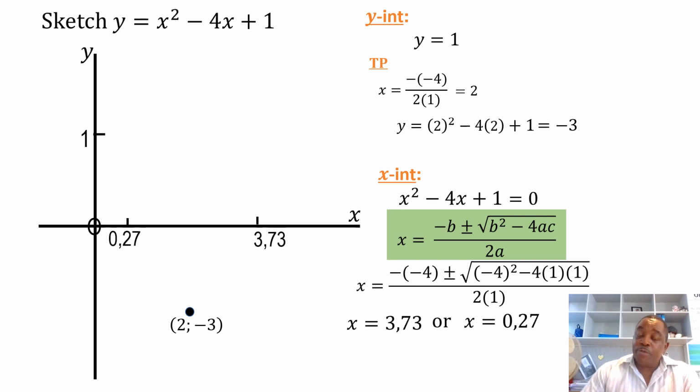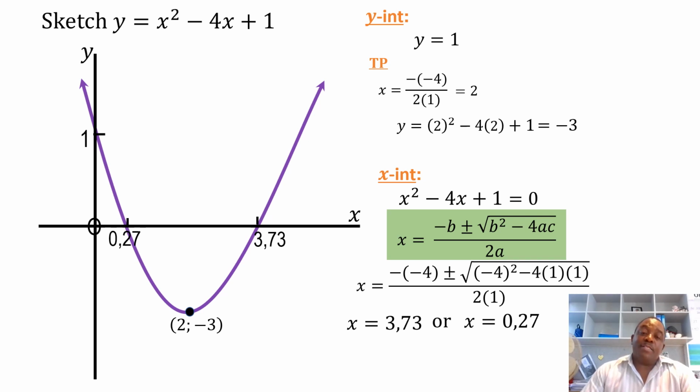Hey, we're ready to sketch. We already know the graph is facing up. So just join those points and the intercepts, and we've got a full sketch. Pretty easy and straightforward.